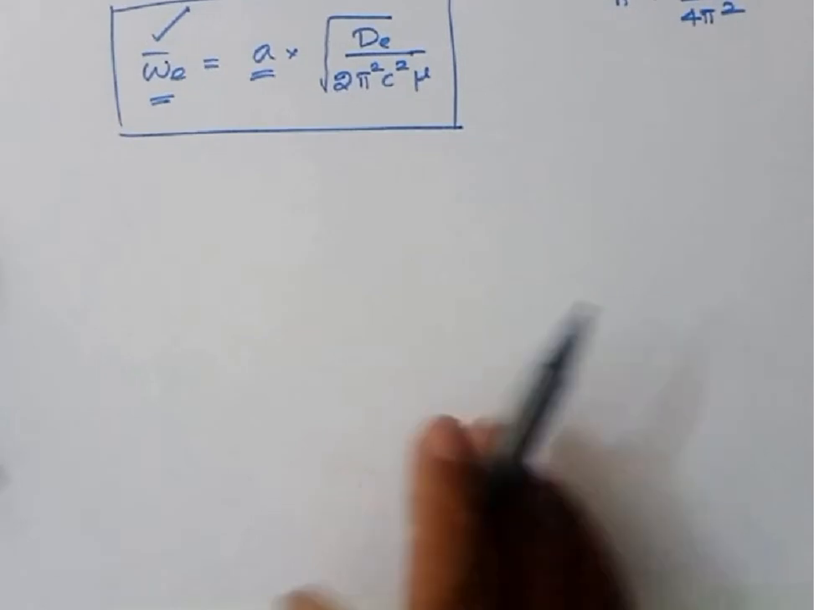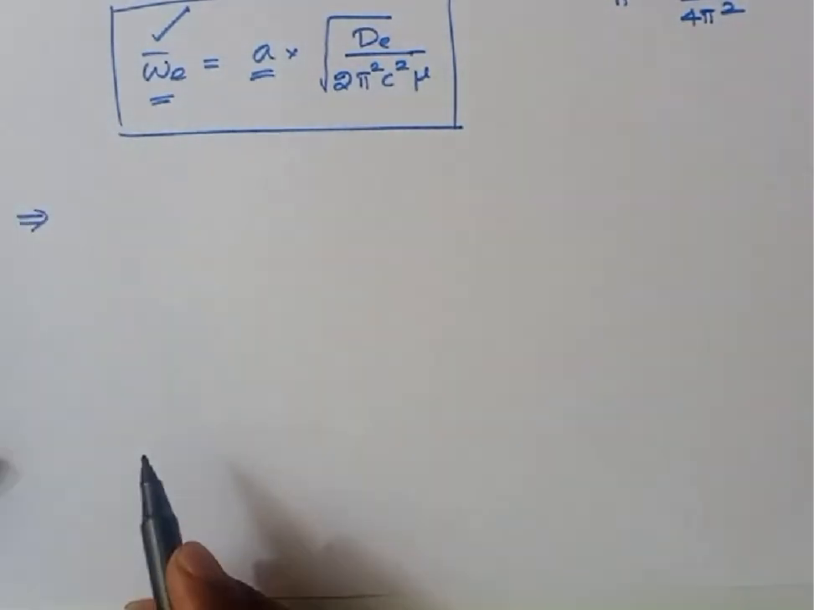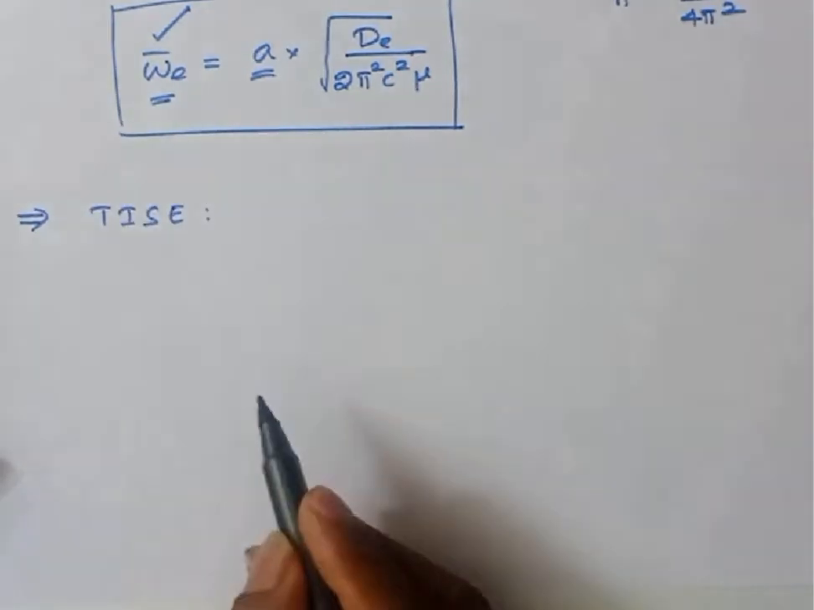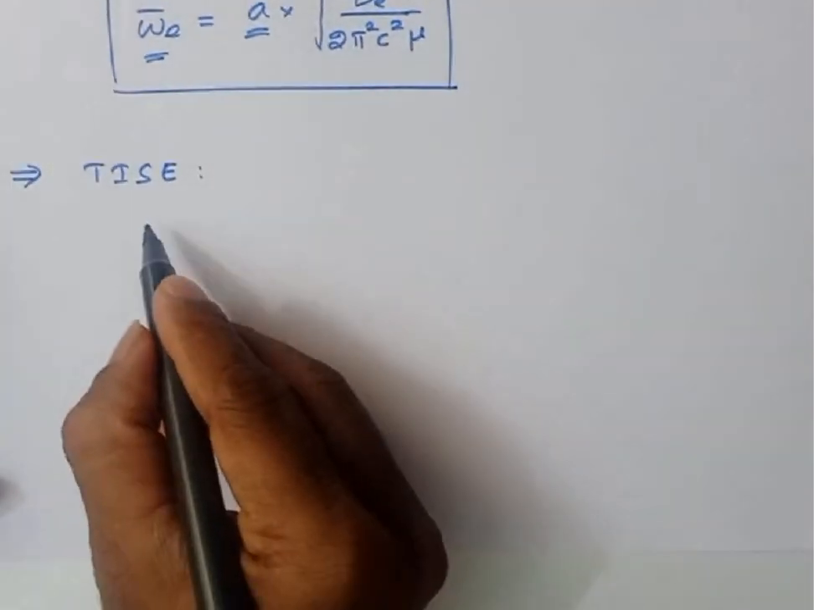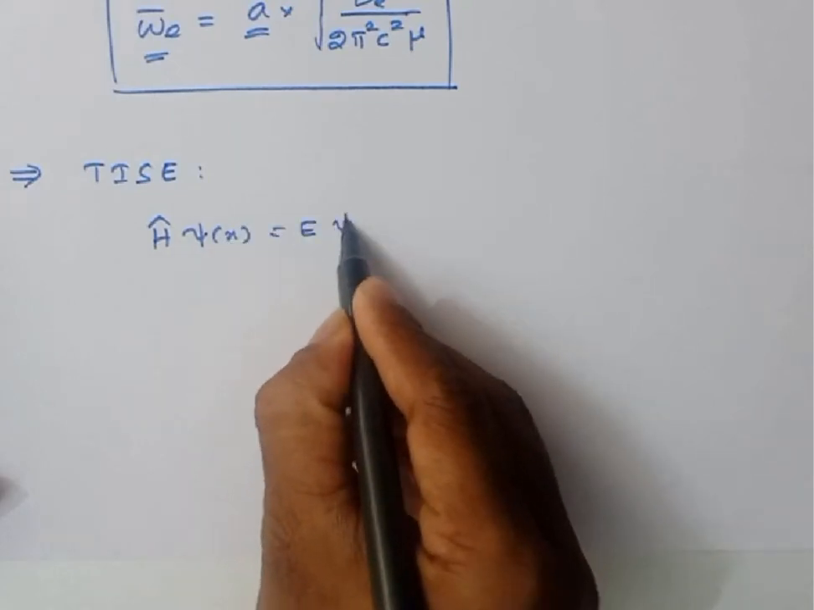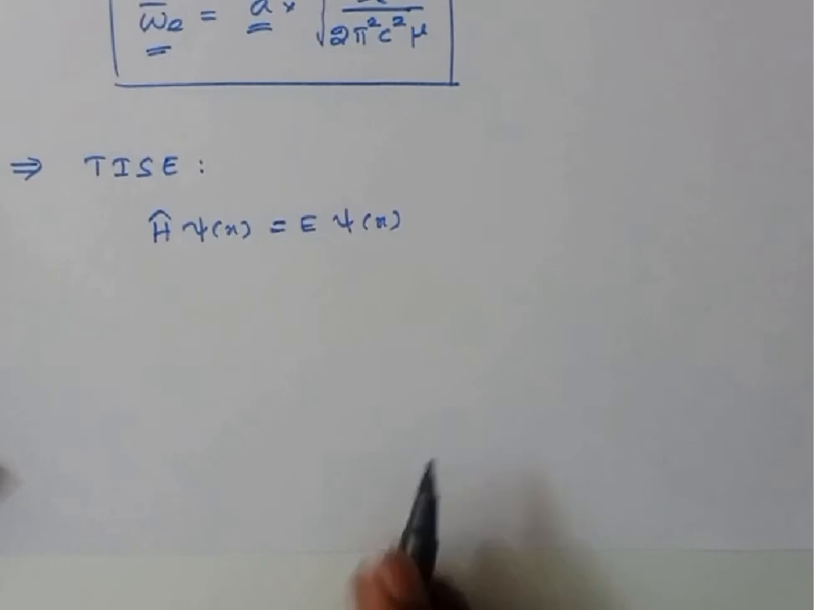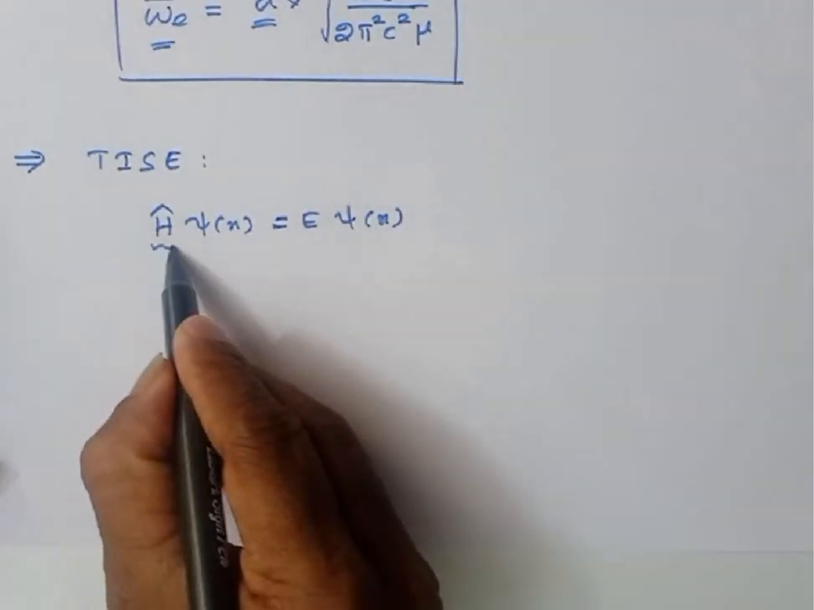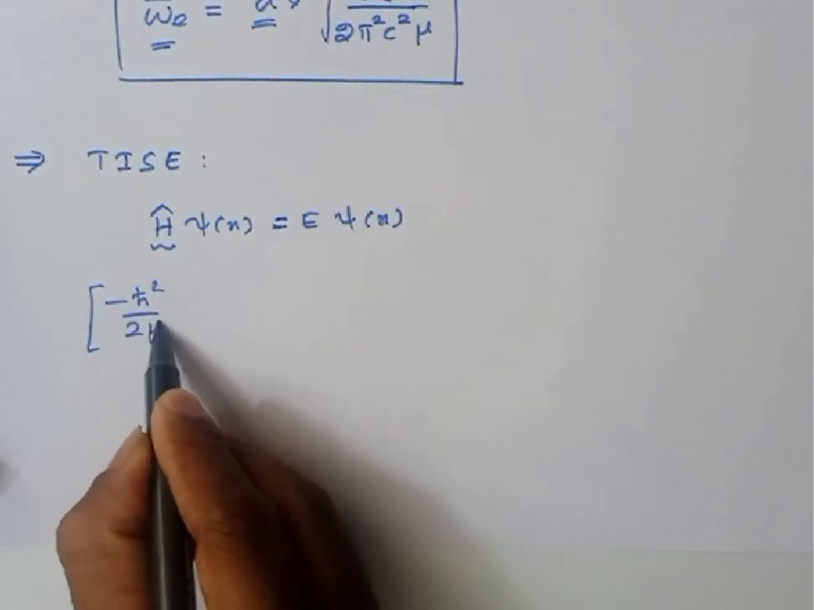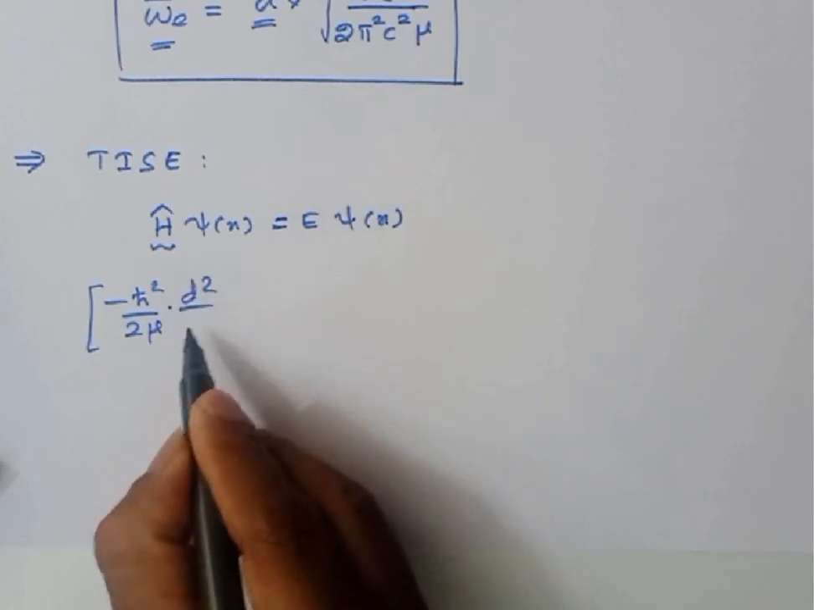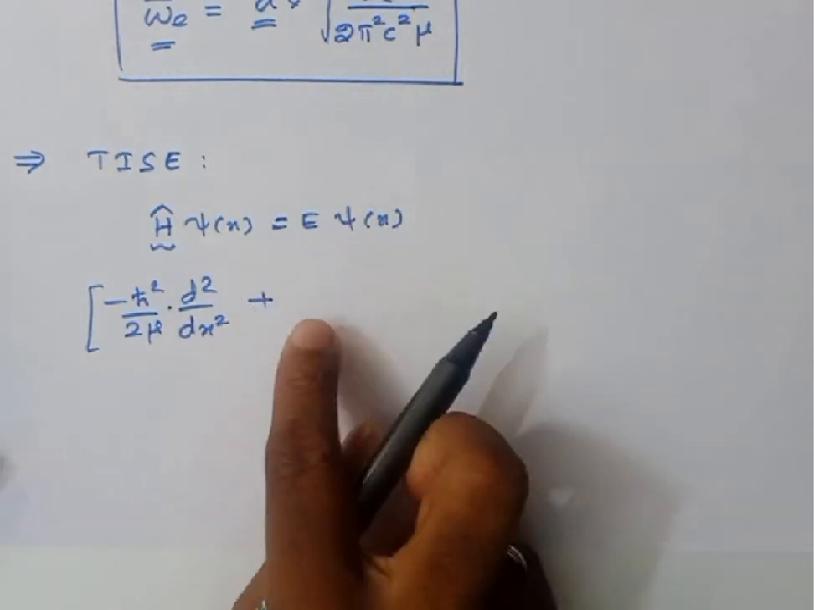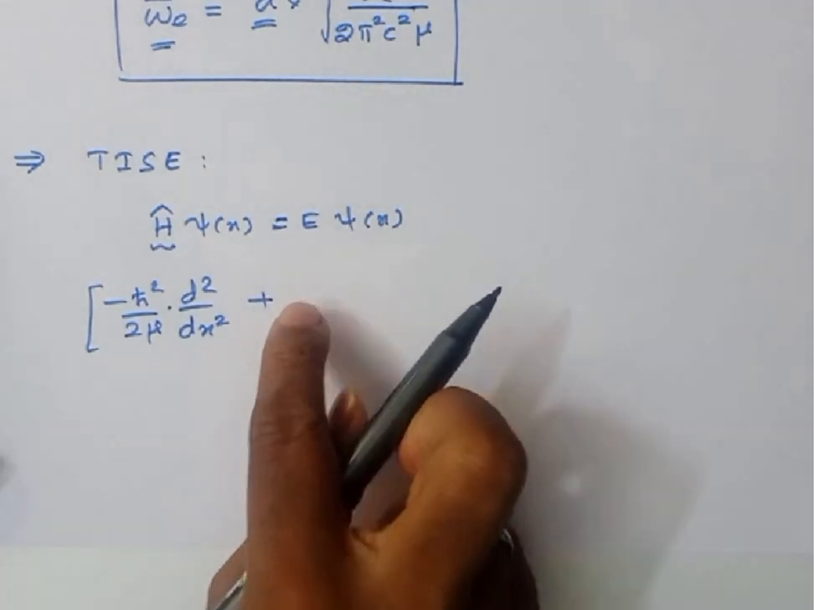Now, listen, the ultimate goal is that we need to solve the Schrodinger equation. So let me write the time independent Schrodinger equation for the anharmonic oscillator. This is the general form: H psi of x equal to E into psi of x, for a one dimensional anharmonic oscillator. What is H here? The Hamiltonian is the kinetic energy operator, minus h bar square by 2 mu into d square by dx square, which is the kinetic energy operator in one dimension, plus the potential energy. We have to put in the Morse function.